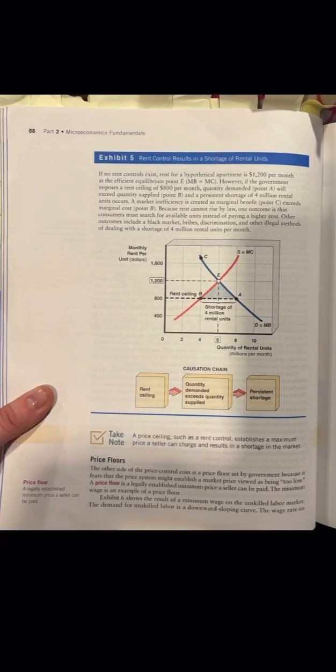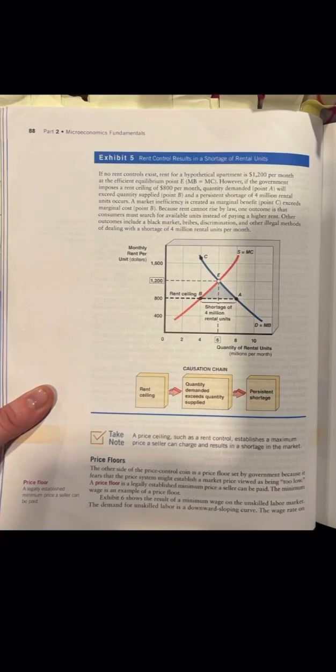The market inefficiency is created because marginal benefit, point C, exceeds the marginal cost, point B, because rent cannot rise by law. One outcome is that consumers must search for available units instead of paying a higher rent. Other outcomes include a black market, bribes, discrimination, and other illegal methods of dealing with the shortage of 4 million rental units per month. Take note, a price ceiling such as rent control establishes the maximum price a seller can charge and results in a shortage in the market.